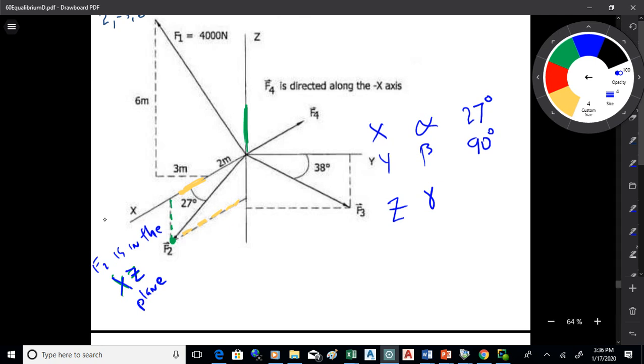And then gamma, well, it's nice to have a sketch. So this 27 degrees and this right angle are coplanar. So you can add them. So that'll be 117, which is equal to 27 plus 90. Okay, so there's alpha, beta, and gamma.